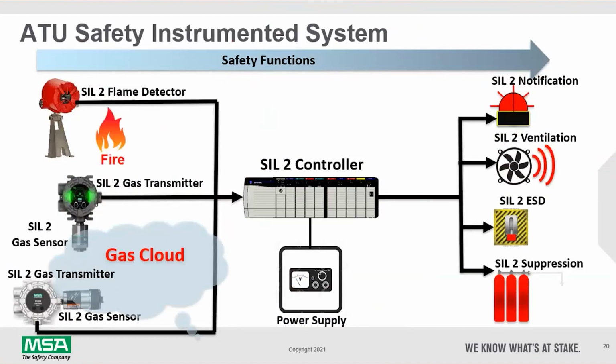And if we have a fire, the flame detector would pick that up, and then we may additionally have, for example, suppression. All of this equipment works through the controller and to an output device, and therefore it is a necessity of a safety function for the safety instrumented system.